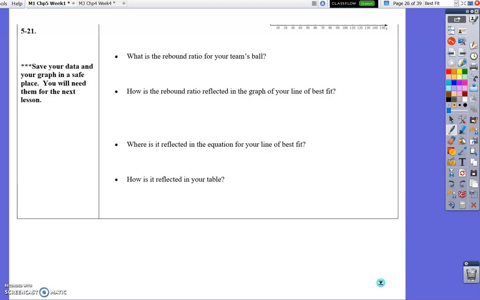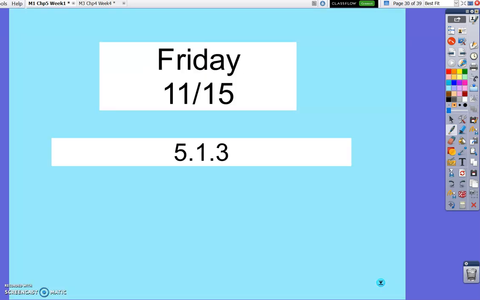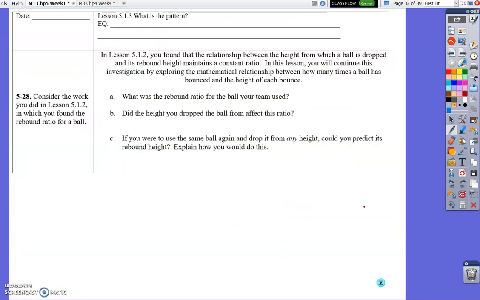Here, when we were talking about the rebound ratio for the team's ball, we're going to use the first height, the 100, dropping from 100 centimeters. In one class period, second period, we said 70 centimeters back up, and in the second class period, we said it bounced up to 72. We're going to go ahead and use 70 over 100, just because that's going to be good enough for us. So our rebound ratio is going to be 70 over 100.